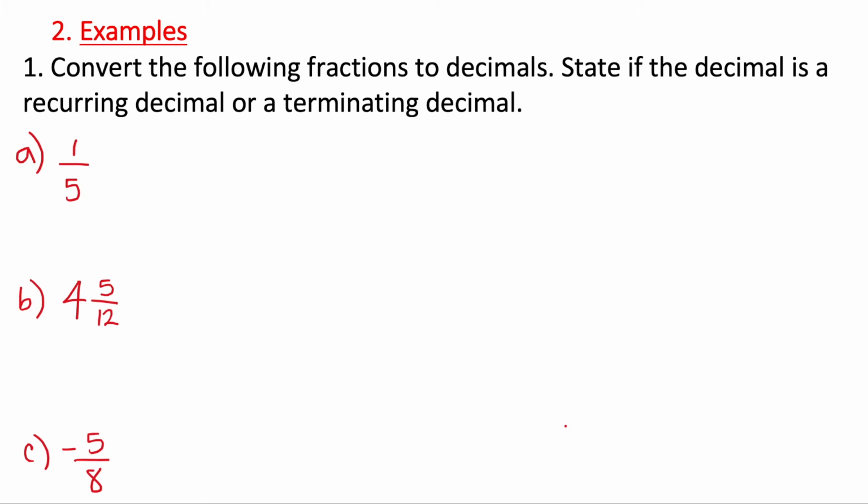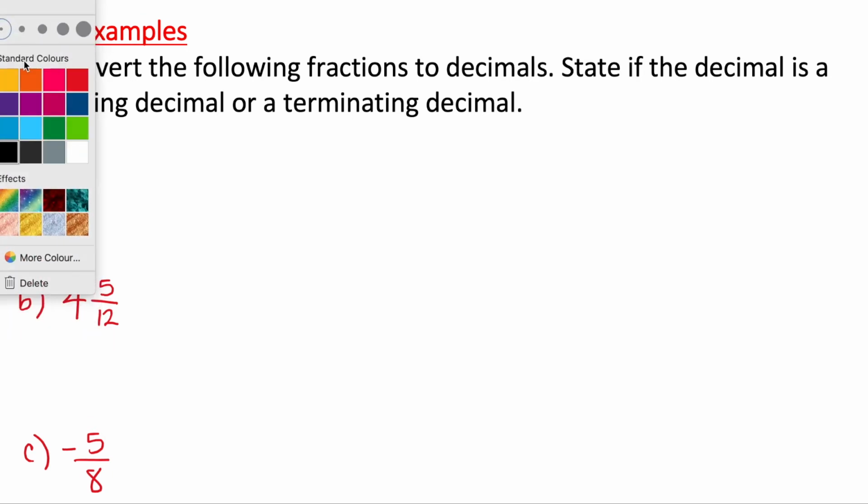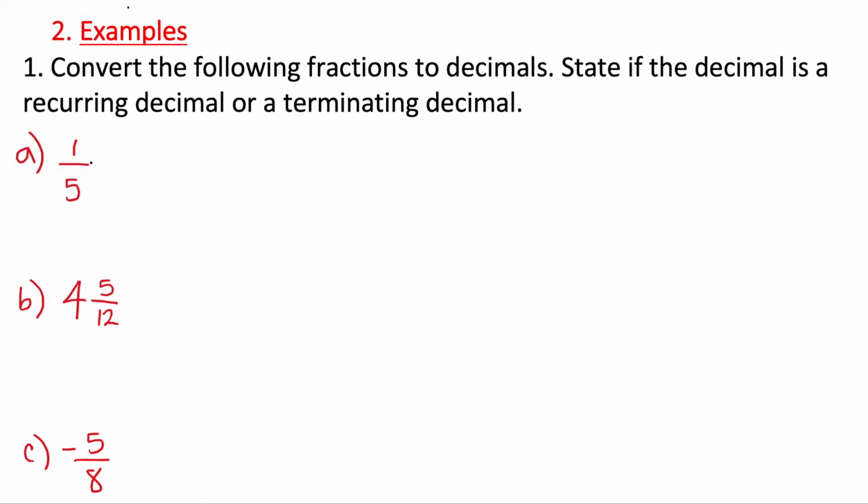Okay, let's do this example. It says, convert the following fractions to decimals. State if the decimal is a recurring decimal or a terminating decimal. Fantastic. So let's just recap and remember that when we have a fraction, it's also another way of writing a division. So 1/5, I'm going to do it on this side over here. So 1/5 is the same as saying 1 divided by 5.